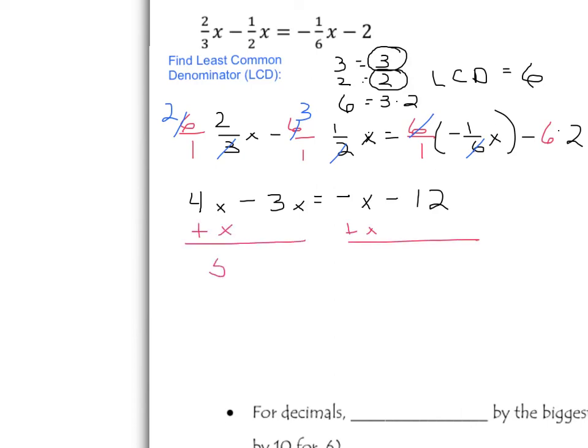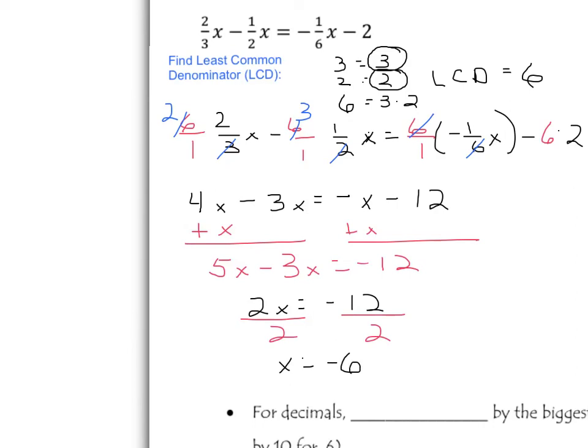Okay, so let's get our variables to one side. So we have 5x minus 3x equals negative 12. Combining the left side, we get 2x equals negative 12, and then dividing by 2, we get x equals negative 6, and I'll leave it to you to plug that back into the original equation and make sure it's true.